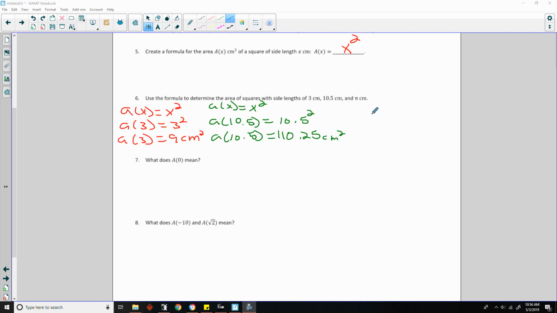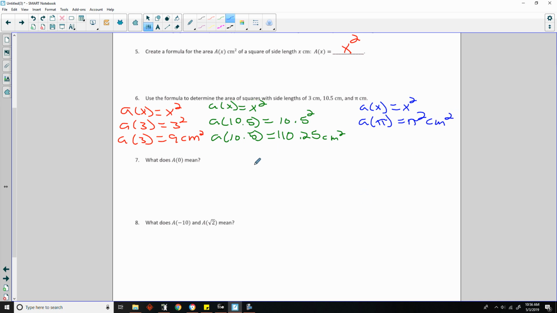And then finally, we're going to do pi. So I'm going to write my formula. A of x equals x squared. In this case, my x is pi. So a of pi equals pi squared. That's it. We're done. Centimeters squared.